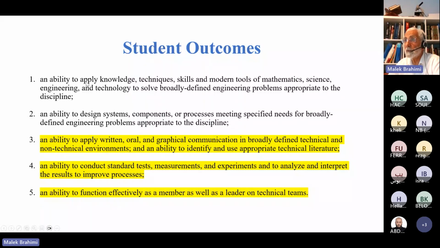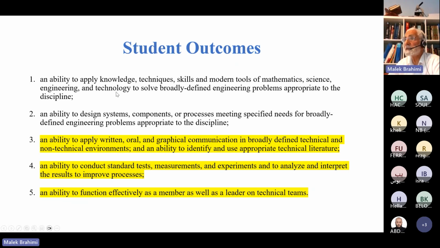For example, here: ability for knowledge and technique skills, mathematics, science, engineering, and technology. Look at the words engineering and technology. The word engineering, you cannot use it for any program. A program that is not accredited is not allowed to use the word engineering. This is what they agreed on in accreditation in the whole world: if you are not accredited, you cannot use the word engineering in your title. They don't accept it. You have to be accredited.